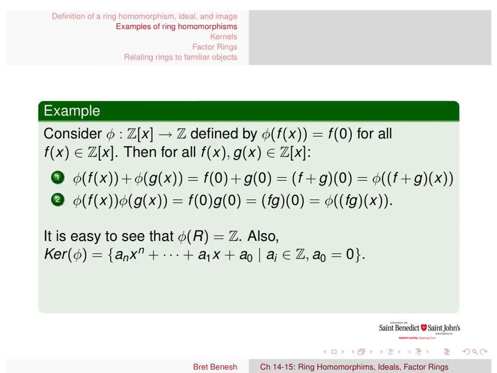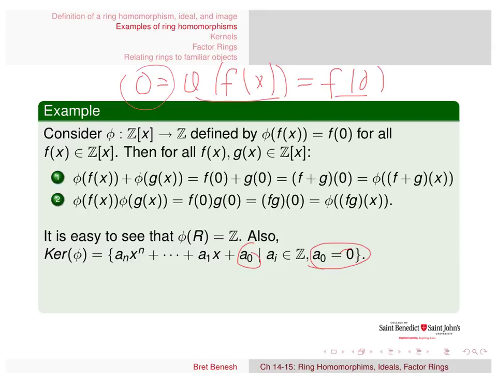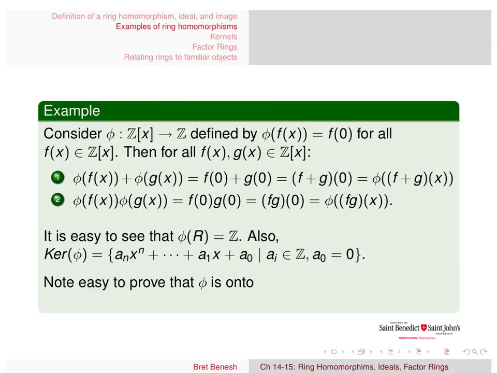Also, let's see what the kernel is. The kernel is all the things that have a0 equal to 0, because when I plug in 0, if I have 0 equal to phi of f of x, that means this is defined to be f of 0, so we need f of 0 to equal 0. Well, that means that a0 equals 0, which is the same as f of 0 equaling 0. So it's the things without a constant term, basically. So it's easy to prove that phi is onto, but it's not one-to-one. Phi is not one-to-one. All right.